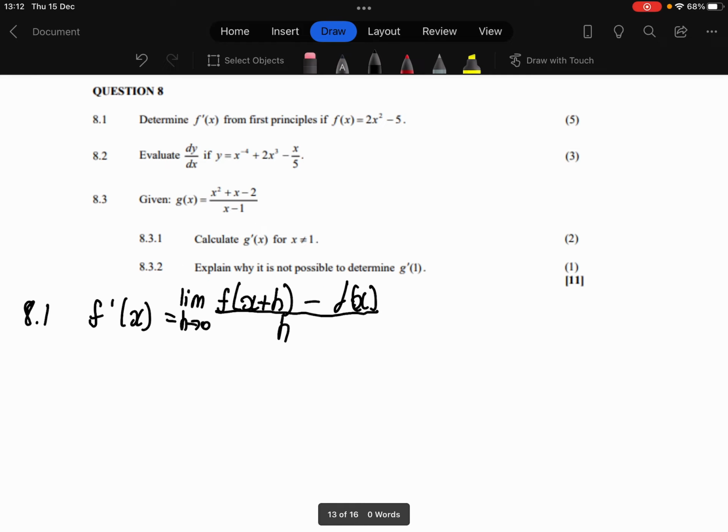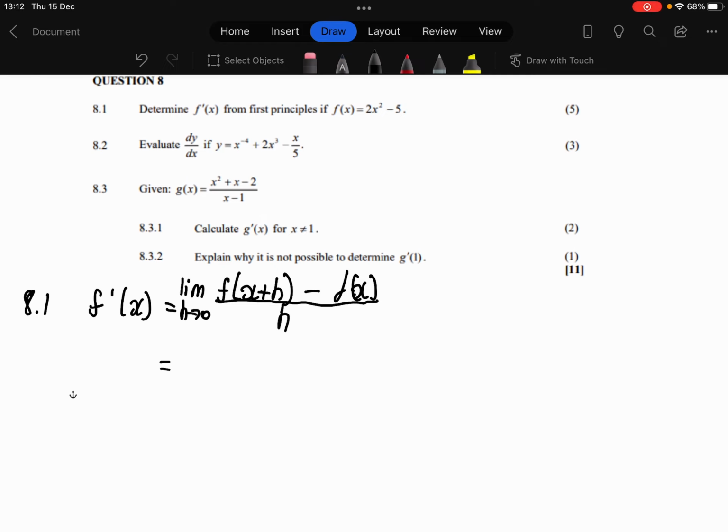Okay, next we're just going to substitute our values in. So f of x plus h represents the first x in the equation, which is that x squared. Okay, so all we have to do is adjust the equation to emulate what is in the question. Before the x we have a 2, so we're going to put a 2, not forgetting to put our limit h to 0 down.